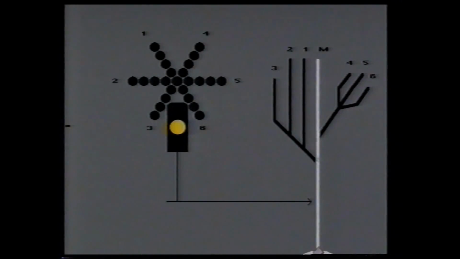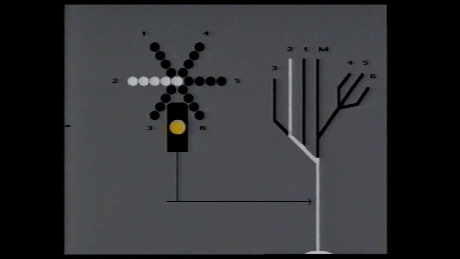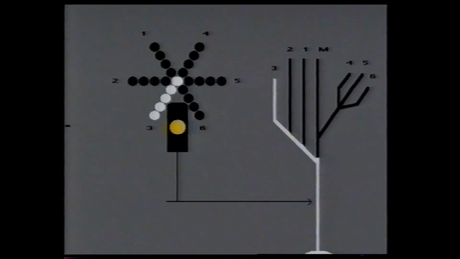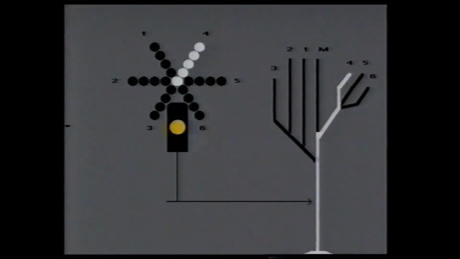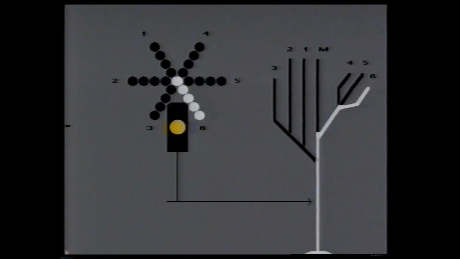Junction indication position 1 routes the train to the first diverging track to the left, position 2 to the second left, and position 3 to the third left. Junction indication position 4 routes trains to the first diverging track to the right, position 5 to the second, and position 6 to the third.